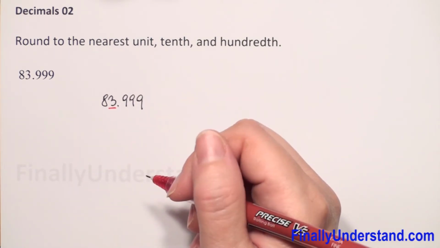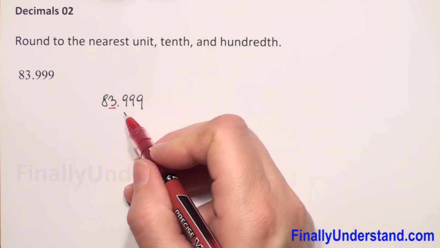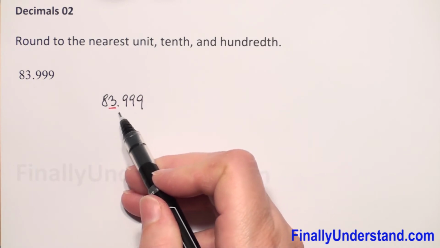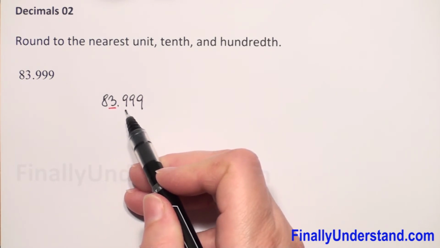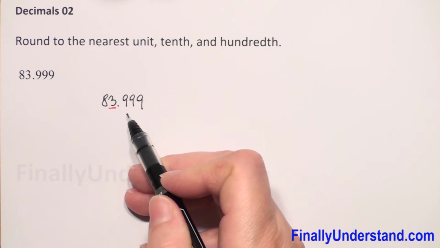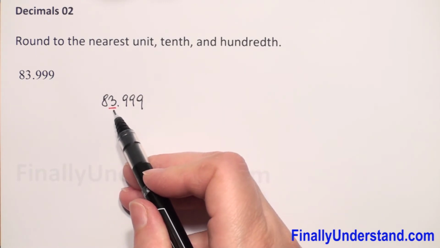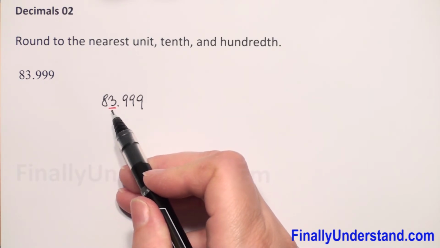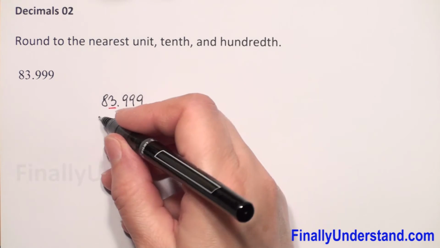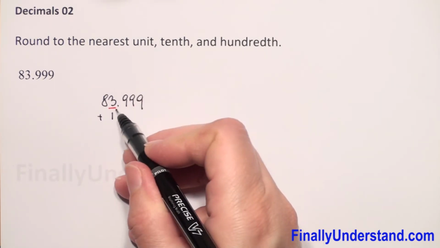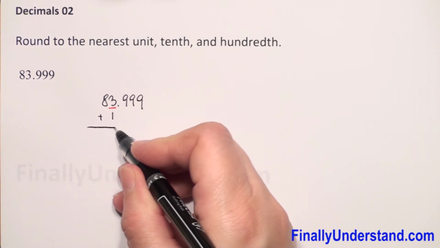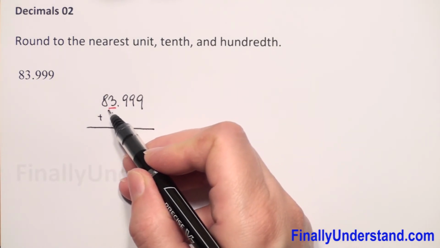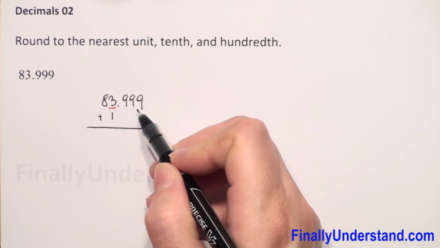Next, what do we have to do? We have to check what we have after this underlined digit. After the underlined digit we have 9. When we have 5 or more after the underlined digit, we have to increase our underlined digit by 1. So we have to add 1 to our underlined digit. And what else? Everything we have after the underlined digit becomes 0.